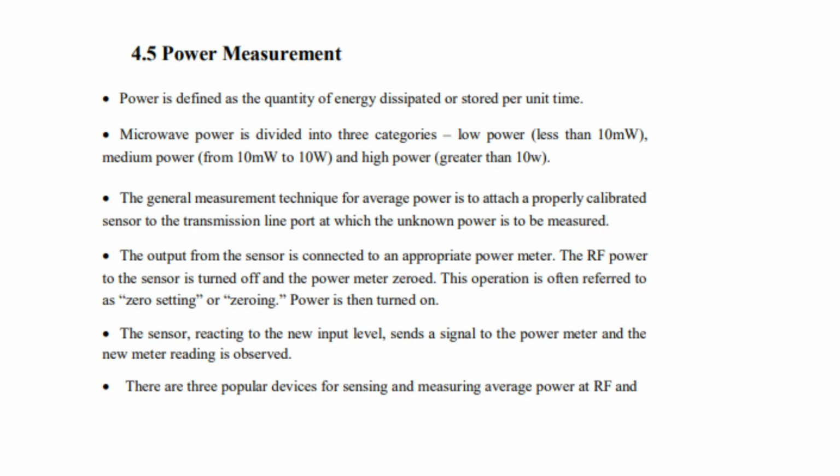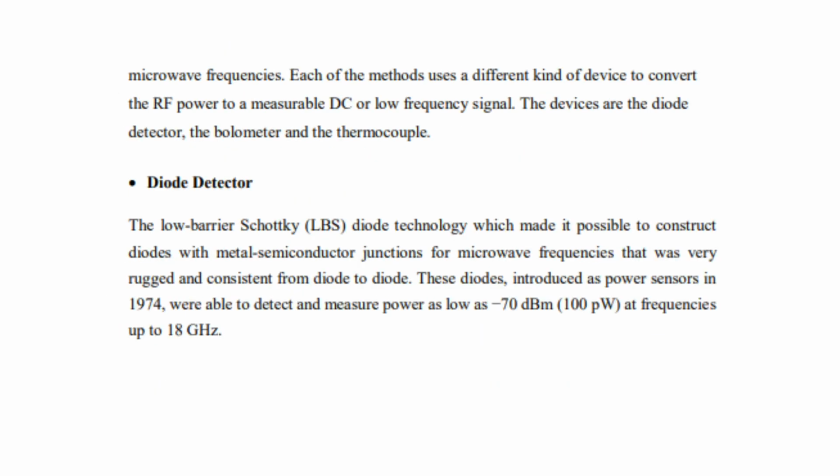The general measurement technique for average power is to attach a properly calibrated sensor to the transmission line port at which the unknown power is to be measured. The output from the sensor is connected to an appropriate power meter. The RF power to the sensor is turned off and the power meter zeroed. This operation is often referred to as zero setting or zeroing. Power is then turned on. The sensor, reacting to the new input level, sends a signal to the power meter and the new meter reading is observed.